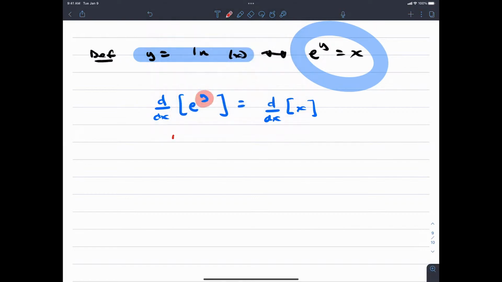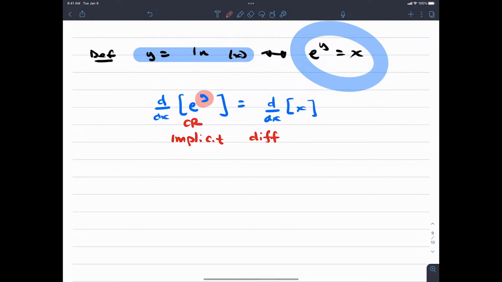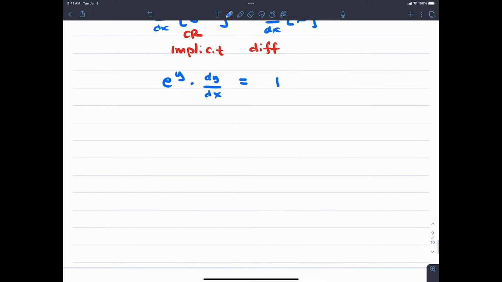So this is really, again, implicit differentiation. On the left side, of course, we have to use our chain rule. What is that going to be? Well, that's e to the y times y prime, because that's dy/dx. And on the right side, the derivative of just x with respect to x is 1. Remember, even though I put y prime, that's code for dy/dx. We like to use that notation because it's easier to write down.